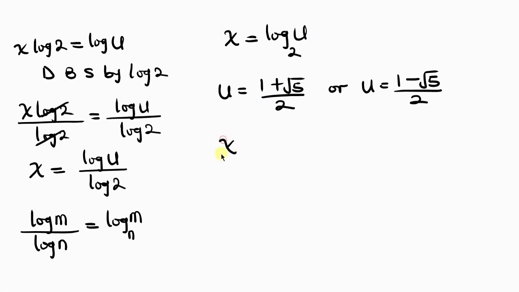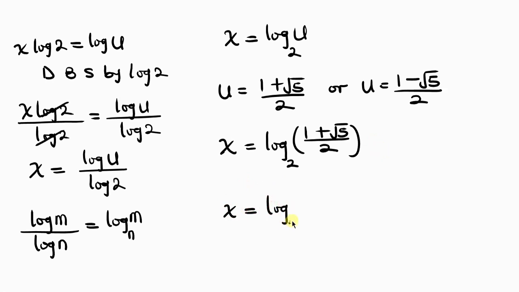So let's plug this in. We have x equal to log base 2 of, this first one, 1 plus the square root of 5 all over 2, or the value of x is equal to log base 2 of, now plug in the second one, we have 1 minus the square root of 5 all over 2. So these are the possible values for x.